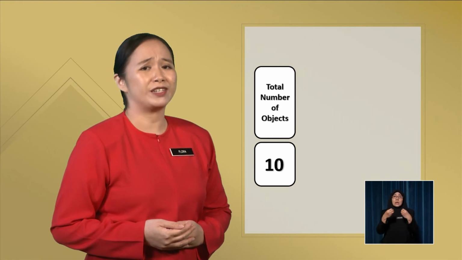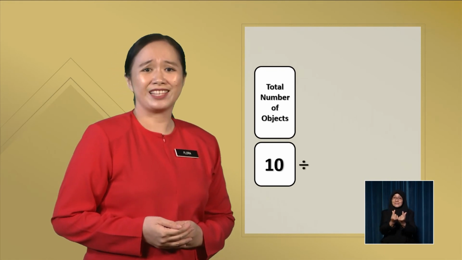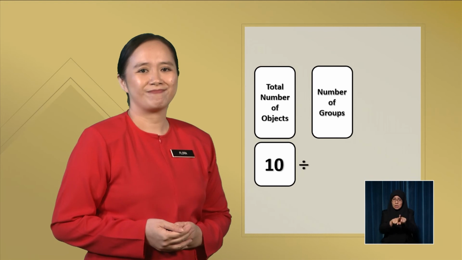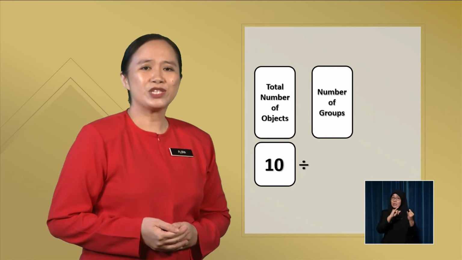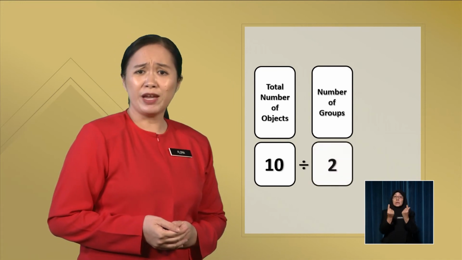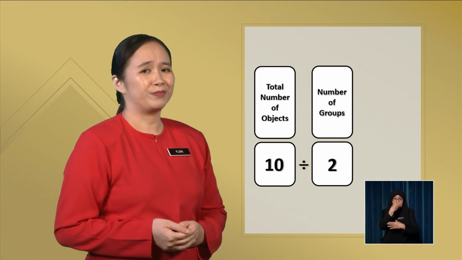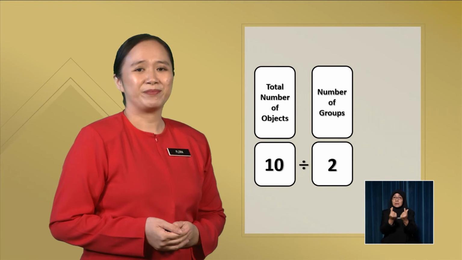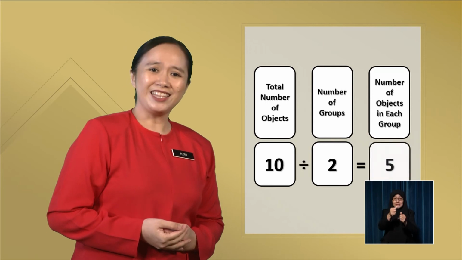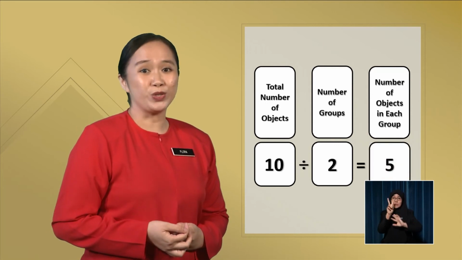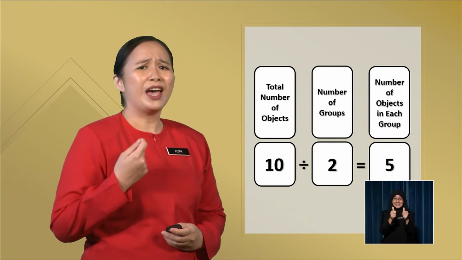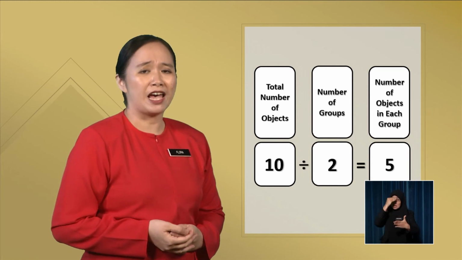How many groups were there? You're right. We had divided them equally into 2 groups. Finally, let's write the number of objects in each group. How many apples were there in each group? Exactly! There were 5 apples in each group. 10 divided by 2 is equal to 5. You did a great job! Now you have learned the basic concept of division.